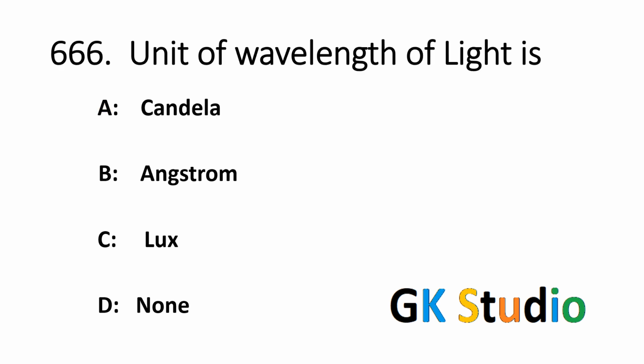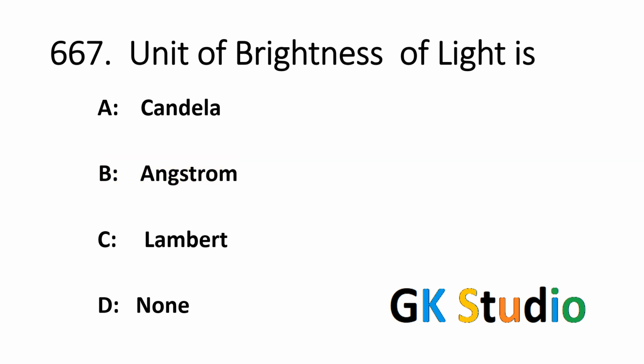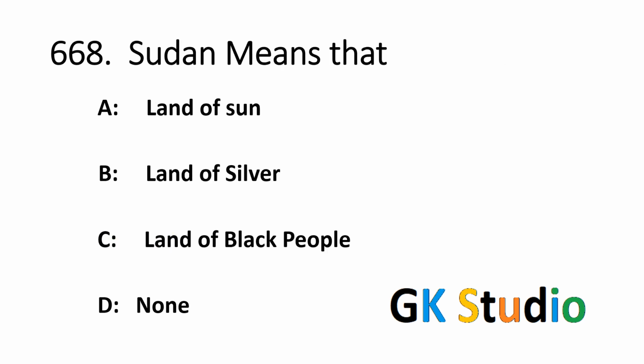Unit of wavelength of light is candela, angstrom, lux, none. The correct answer is angstrom, the unit of wavelength of light. 1 angstrom is equal to 10 raised to power minus 10 meters. Unit of brightness of light is candela, angstrom, lambert, none. Brightness is measured in lambert. Sudan means land of sun, land of silver, land of black peoples, none. Sudan means land of black peoples.